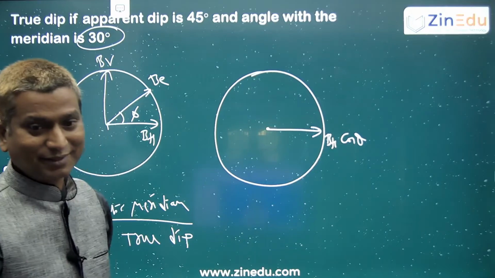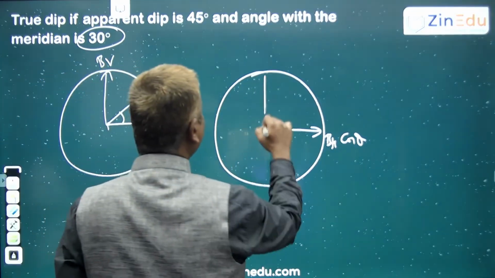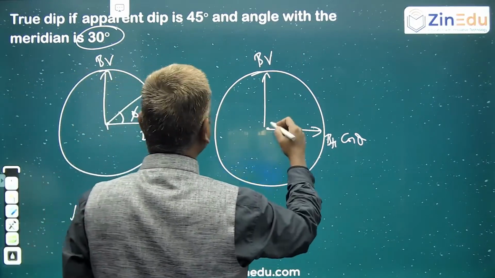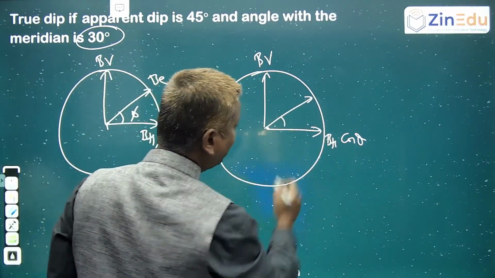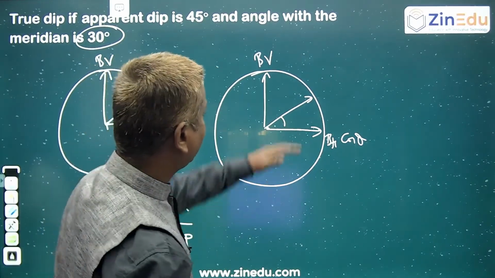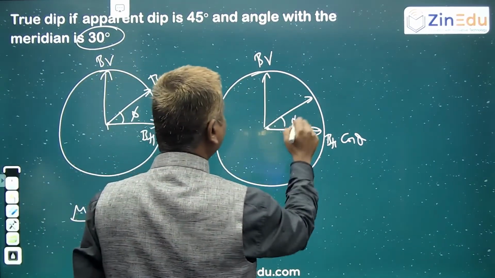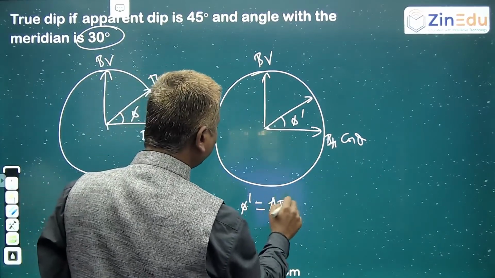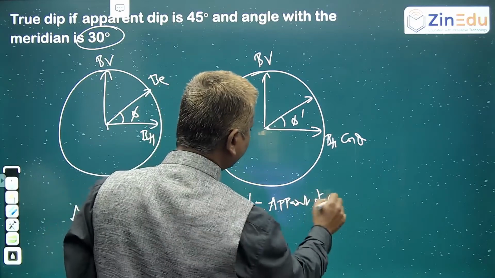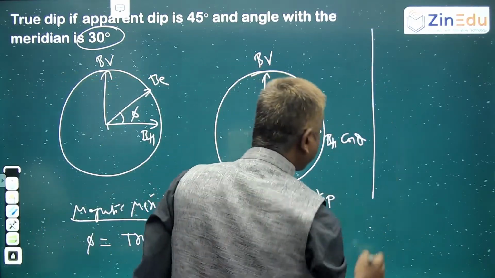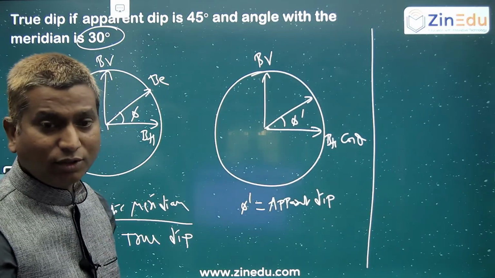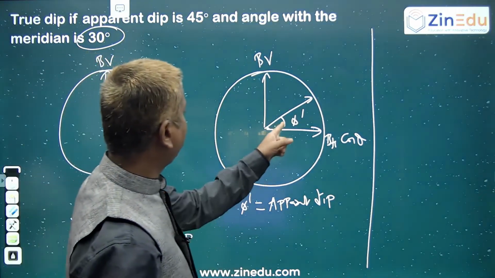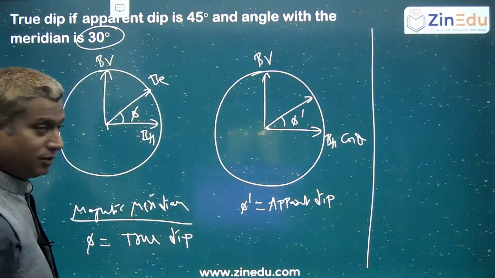This is a different plane, right? And the vertical component will be the same, BV. So now you will get a resultant of these two with some other value, because the horizontal is becoming less. So obviously the resultant will move that side. So this is phi dash, which is equal to the apparent dip. Now, they have given the apparent dip, which is equal to 45 degrees, and they are asking for the phi value.